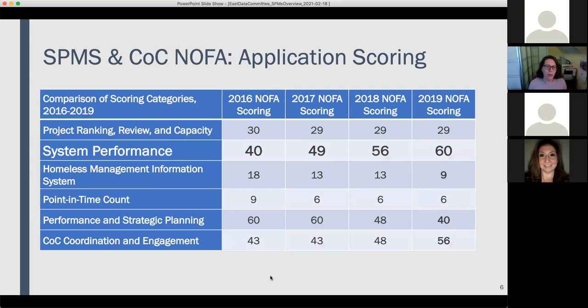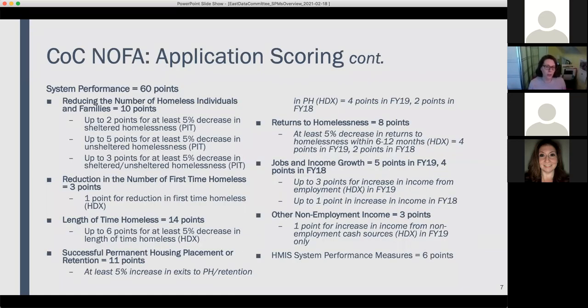Why do we care so much? Because HUD scores us on system performance as part of the CoC NOFA application. As you can see, the slide shows that it's really grown in importance over the last 6 years or so, and now the SPM data contributes fairly significantly to the CoC's overall score. What is HUD looking for? In a lot of these areas, they're looking to see a 5% improvement, and that's what will get you the most points. If you regress or don't improve at all, you're unlikely to get any points on whatever the measure is.